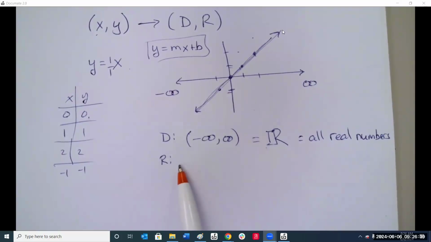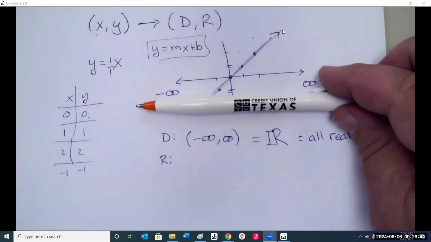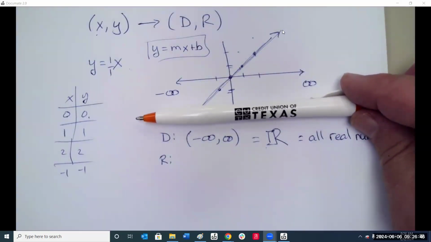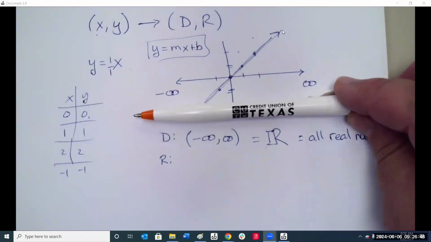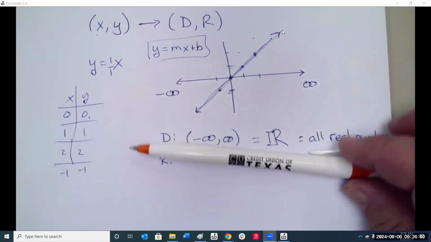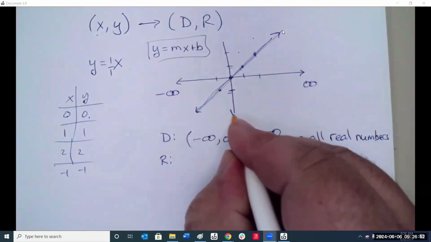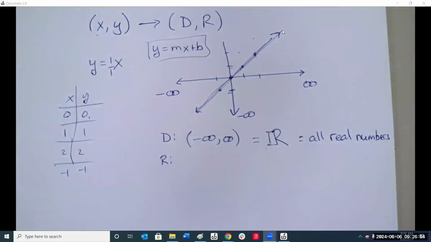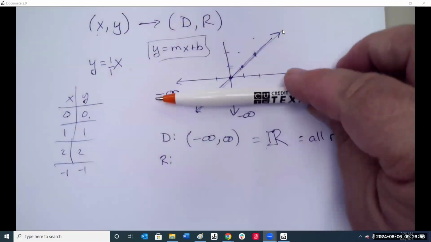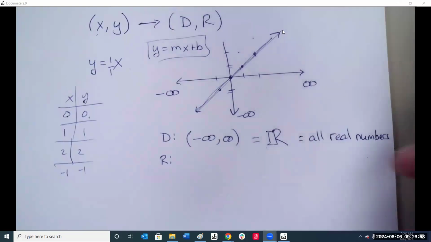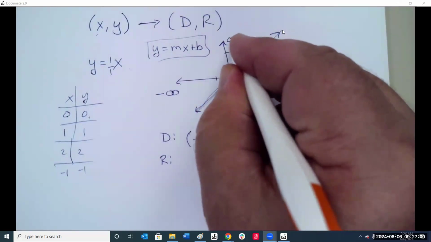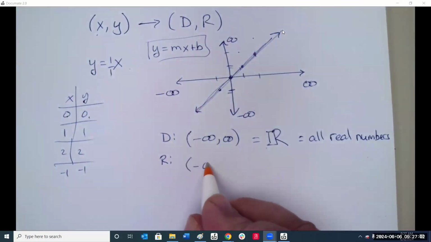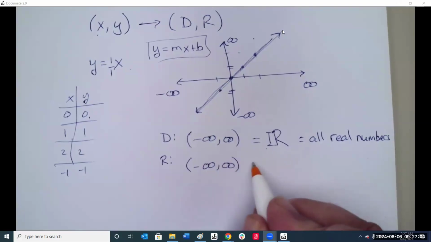Now look at the range is the y values. Let's look at the graph. Let's put our line on the y-axis. We can go all the way down here, which is at where? Negative infinity. And it goes how far up? All the way up to positive infinity. So it's also negative infinity to positive infinity.